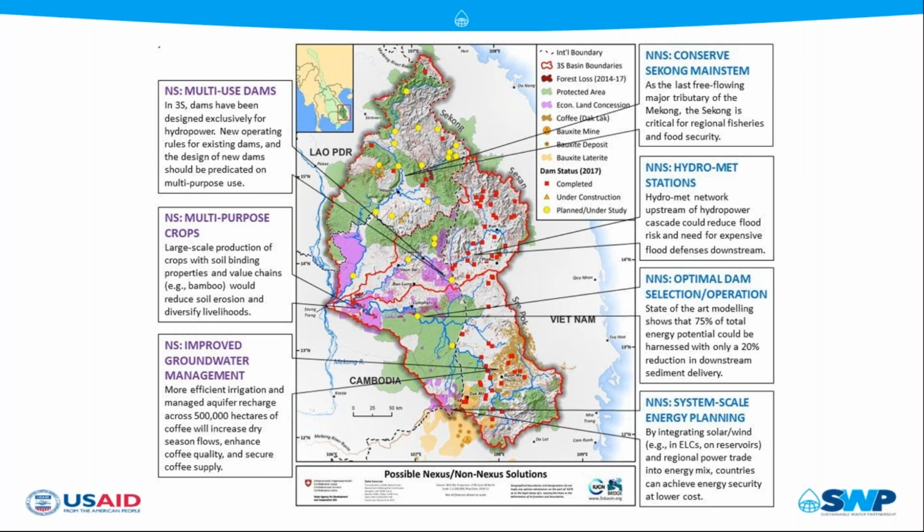So, without going into huge details on Nexus assessments, because this has taken quite a large amount of time and mapping to develop. This map is designed to show some of the Nexus and non-Nexus opportunities in the basin. Nexus being on the left with NS in front, and non-Nexus on the right with NNS in front. But in practice, we need a combination of both Nexus and non-Nexus solutions, i.e. solutions that address multi-sectoral needs, water, energy, food, and solutions that might be designed to address one sector need.